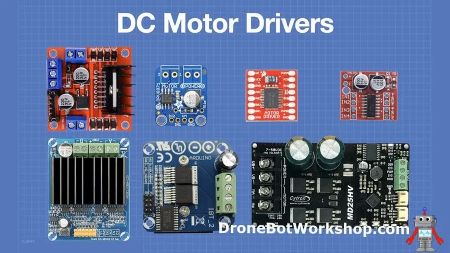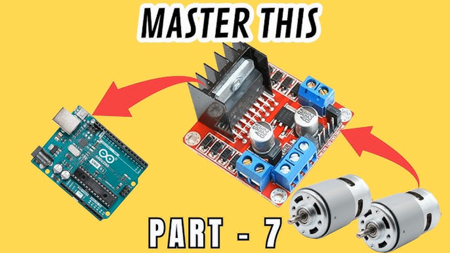Applications: Widely used in robotics, automation, and applications where bidirectional control of DC motors is required. Examples: L298, L293D, and DRV8833 ICs. 2. PWM (Pulse Width Modulation) drivers.